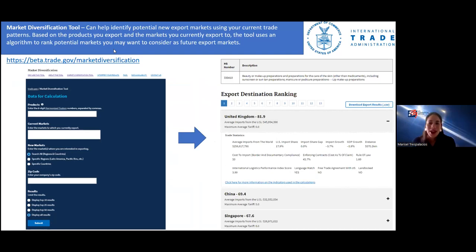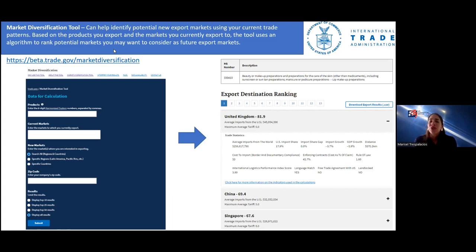Okay, apologies about that. So the Global Market Finder is backwards looking, right? It's what happened, the trade data. And then going forward, more like in the future, we have this other tool called the market diversification tool. It's right on trade.gov.